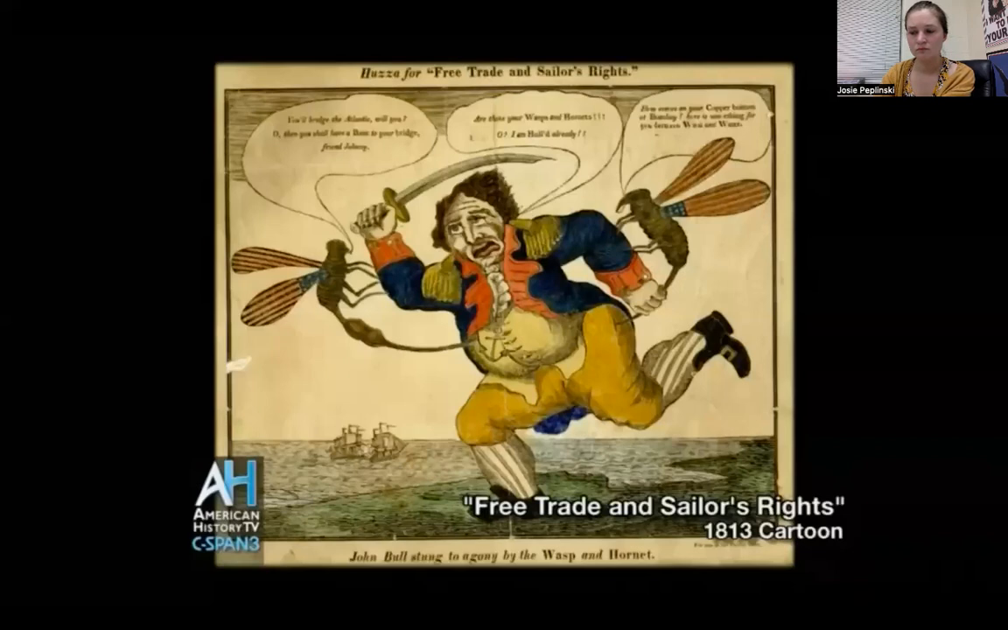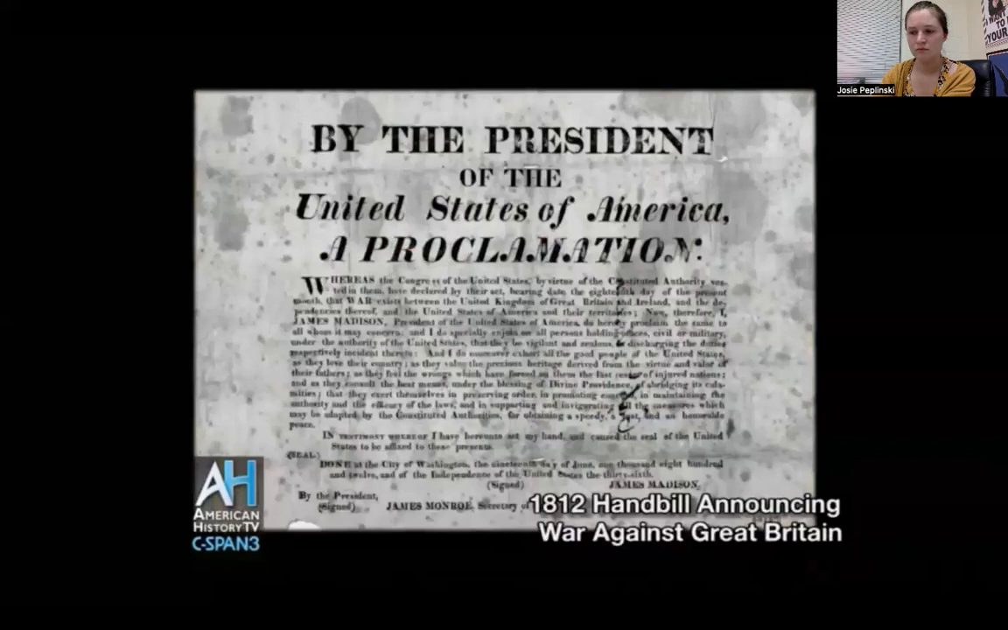We tried the embargoes, kind of like economic sanctions, and it didn't work. They tried sending statesmen over to negotiate this. That didn't work. So they said the only thing left is to declare war against Great Britain. On June 18th, 1812, the United States declared war against the British.